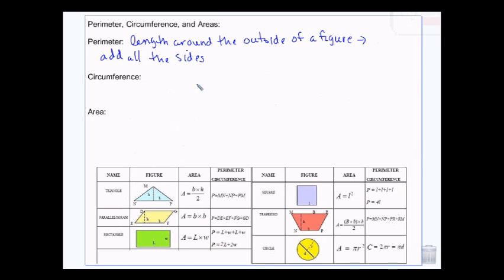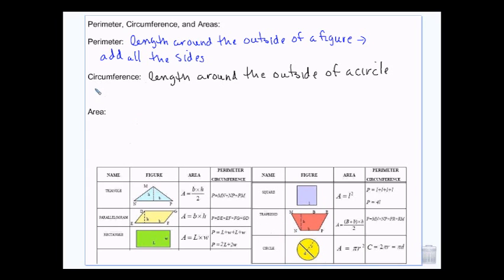Okay, perimeter is just the length around the outside of a figure, so you can add up all the sides. Circumference is the length around the outside of a circle. And the radius is half of that, right? No. Circumference is the outside, the round, like this length right here, around the outside of the circle. The diameter is the center crossing the circle.